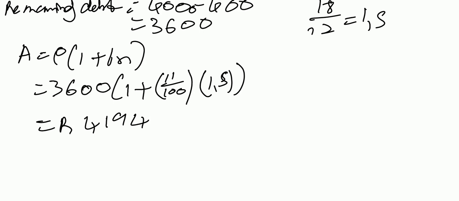Remember, at the beginning, James was owing what? 3,600. But then it appreciates, it earns interest. So at the end of 18 months, that money will be 4,194. So now we want to know his monthly installments.